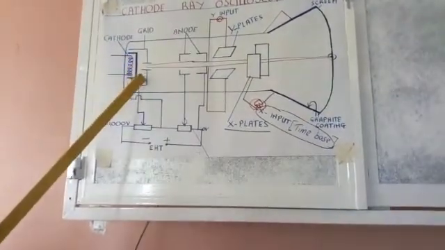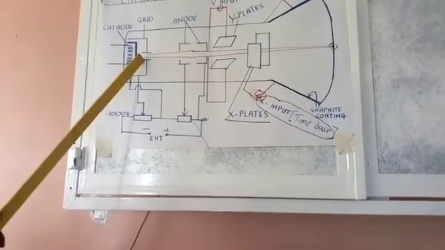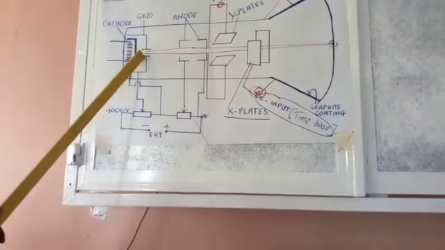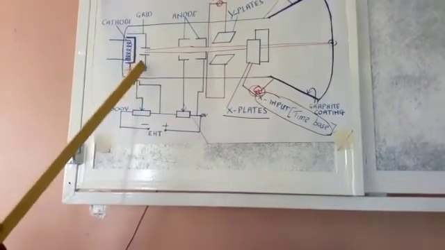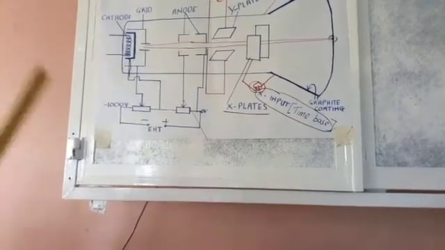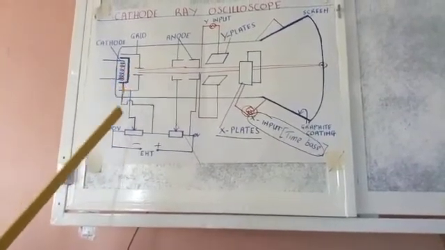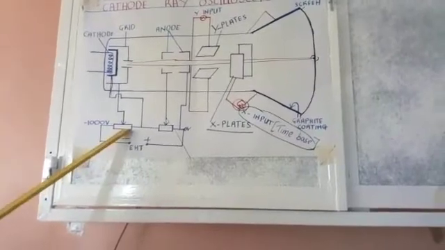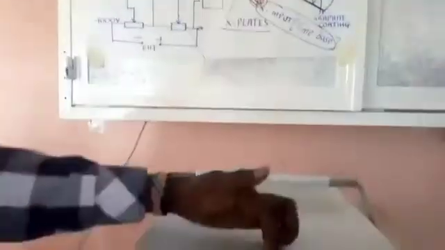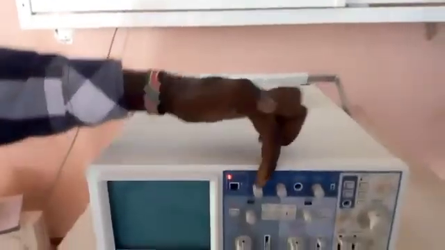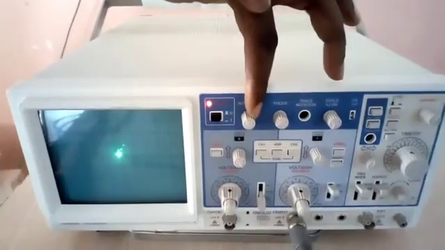The grid does that by either having a high negativity, we can increase its negativity, or lower its negativity using the potential divider that divides the potential difference across it relative to the potential difference across the cathode. This potential divider here that controls the grid is connected to the intensity or the brightness knob on the control panel. This is the intensity knob. You can see the intensity knob here, or the brightness knob.